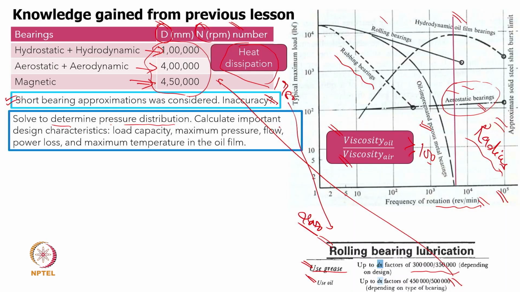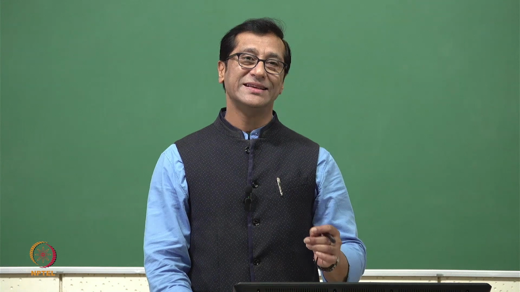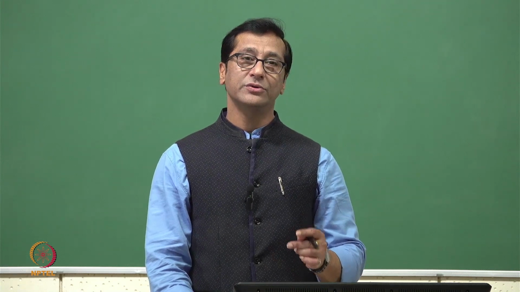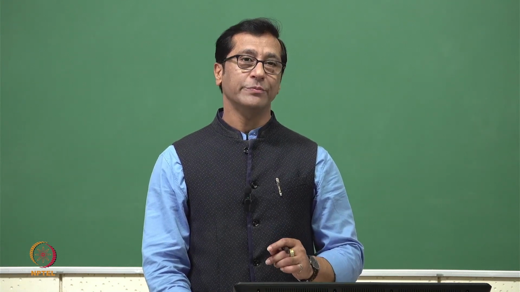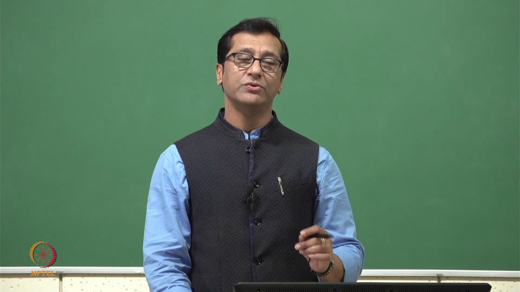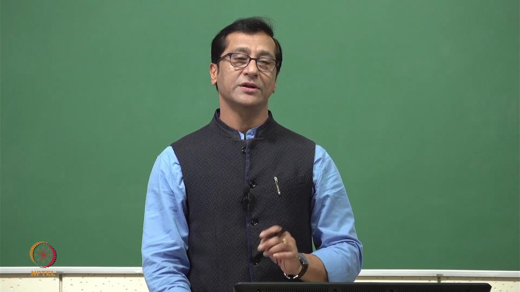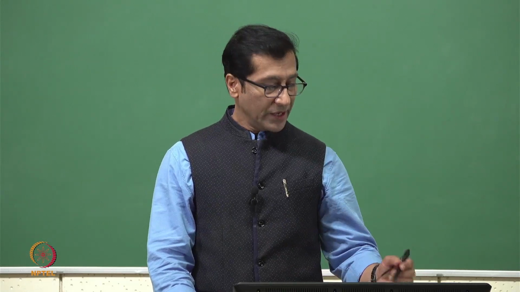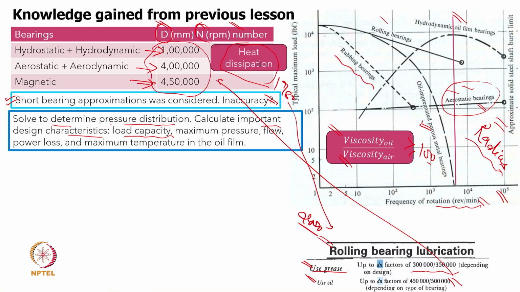So what we say, we calculate important design characteristics, the load capacity, and in the last lecture also we mentioned that general bearing is basically an inverse problem. Here the load capacity will be given as an input and we need to find out what are the coordinates of the journal. So it is an inverse problem and we need to do an iterative scheme for that.